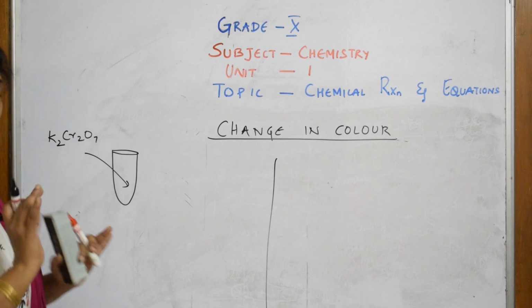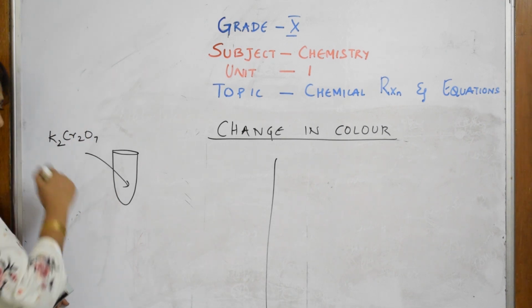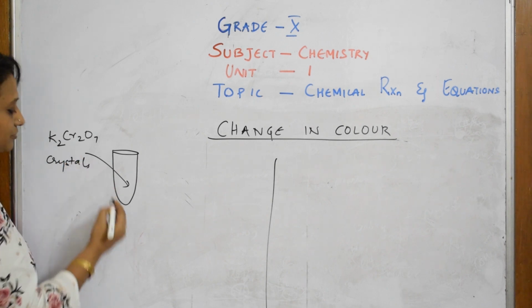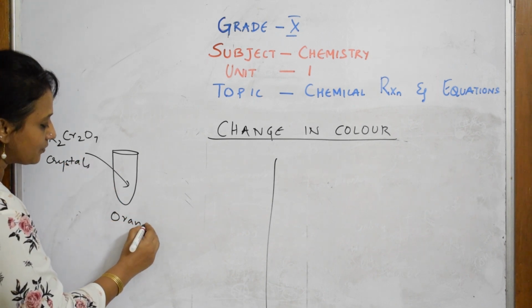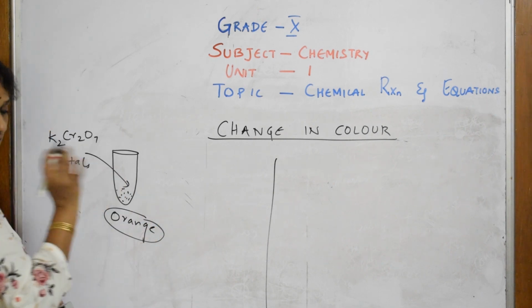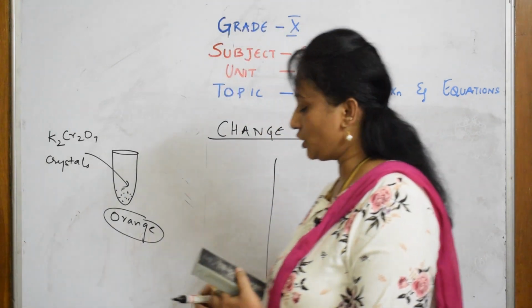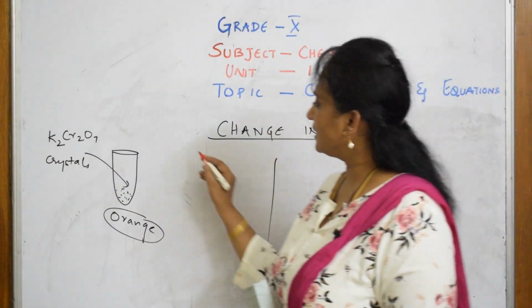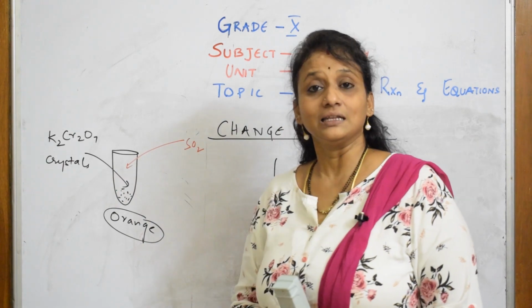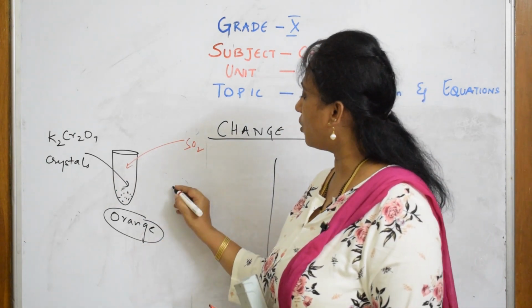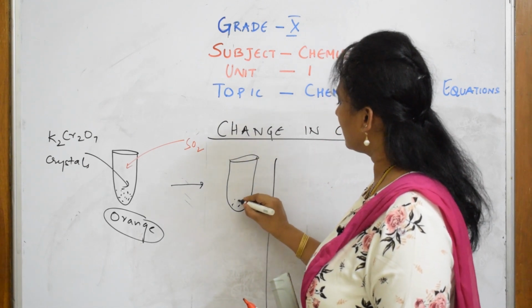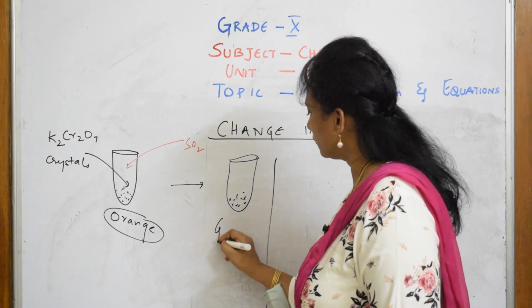So remember the color. Potassium dichromate crystals are a solid, and the color of these crystals is orange. Now you are going to add sulfur dioxide to this. When you add sulfur dioxide, there is an immediate change of color from orange. The potassium dichromate crystals are going to change into green color.